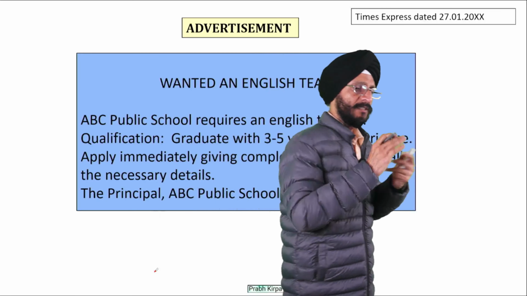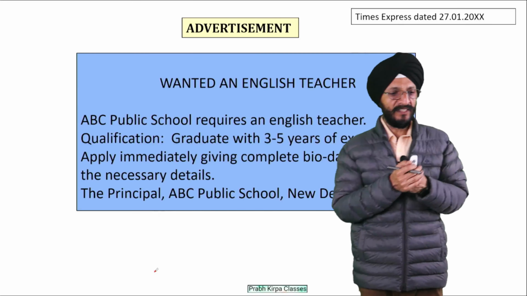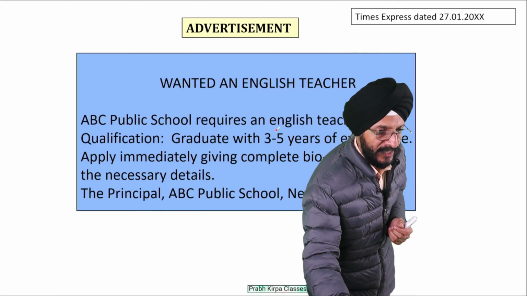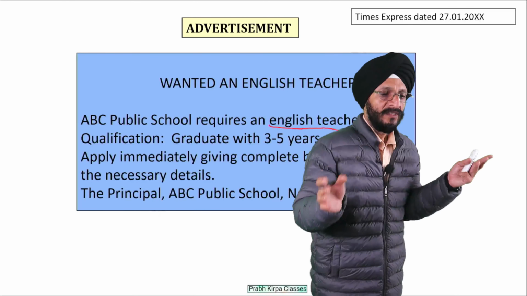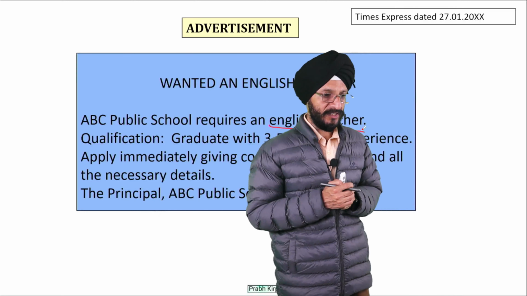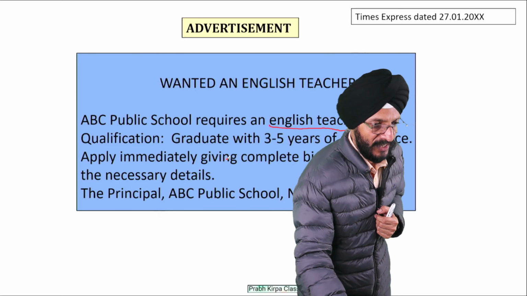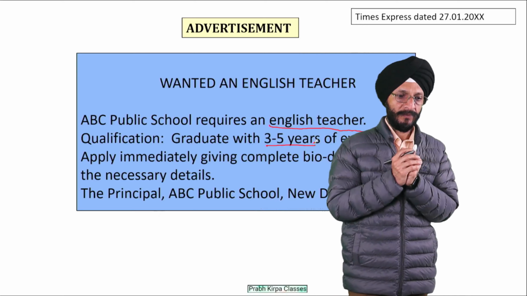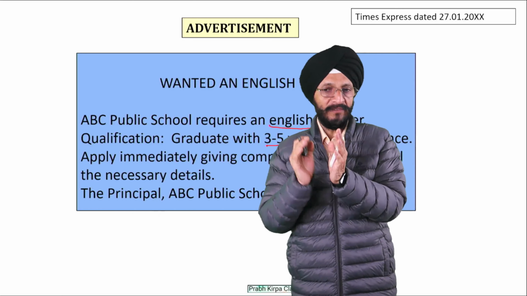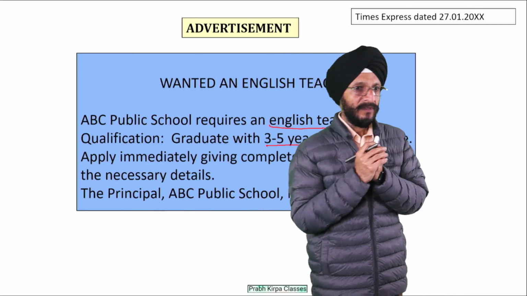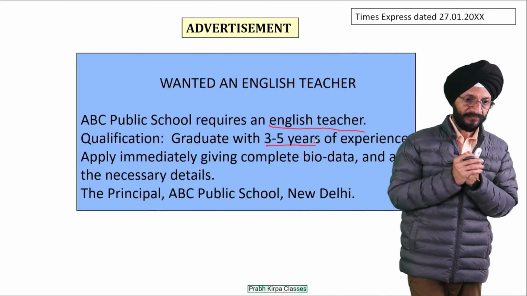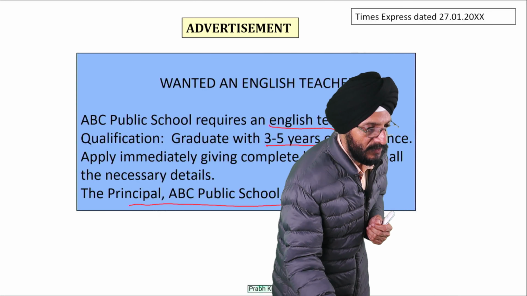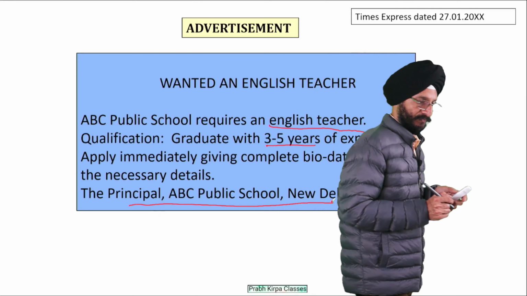Suppose there is an advertisement in a newspaper in which it is written that wanted an English teacher, ABC public school requires an English teacher. From here you can see that the job offered is English teacher. Qualification, graduate with 3 to 5 years of experience. That is, the qualification asked for is minimum graduate, and he must also have experience of teaching the students. Then this is the address where your application should reach.